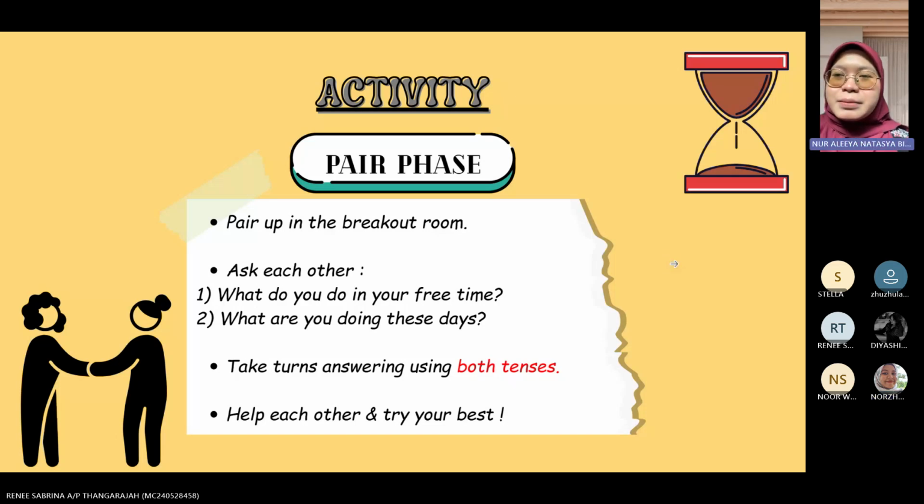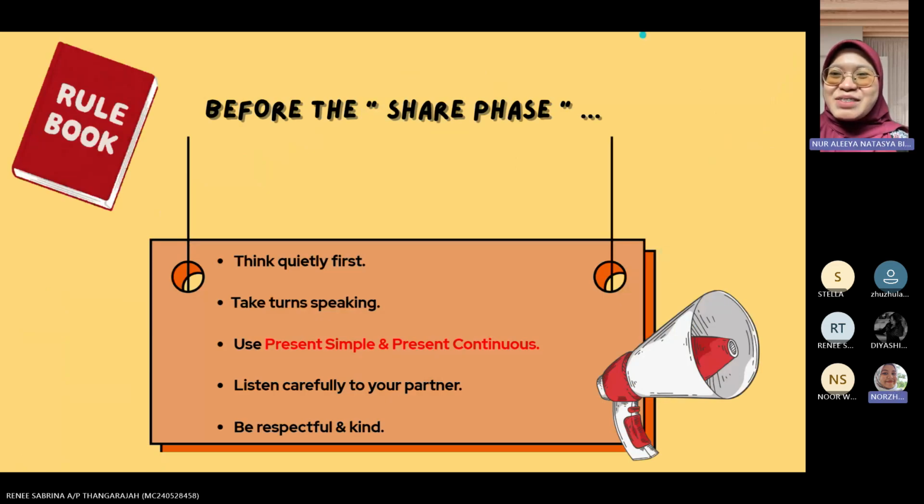Okay, everyone. Before we share with the class, let's quickly go over the rules. Think quickly first. Take turns speaking. Use present simple and present continuous. Listen carefully to your partner. Be respectful and kind. This rule helps us have a good, friendly discussion. When you share, try to use the correct tense and listen to each other carefully. The next slide.